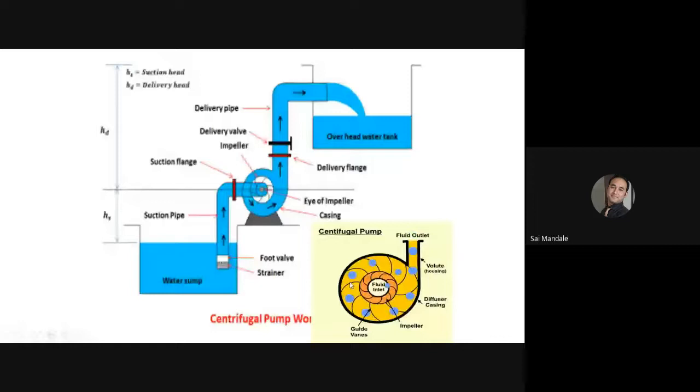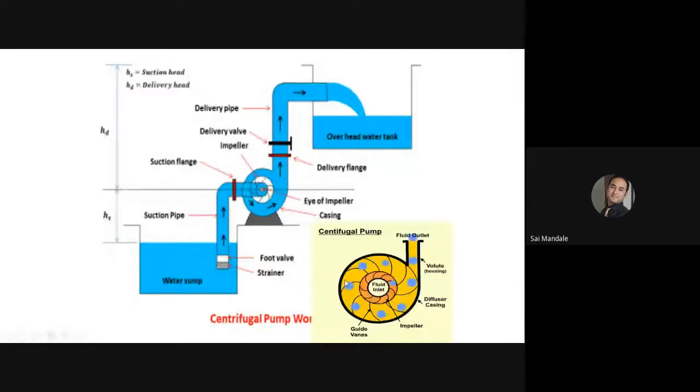So guide vanes give the direction to the water, telling it which way to go. The water is coming out of this, that is the fluid intake. It goes into this one, then this one, then this one. This is the guide vanes, so they are stationary.